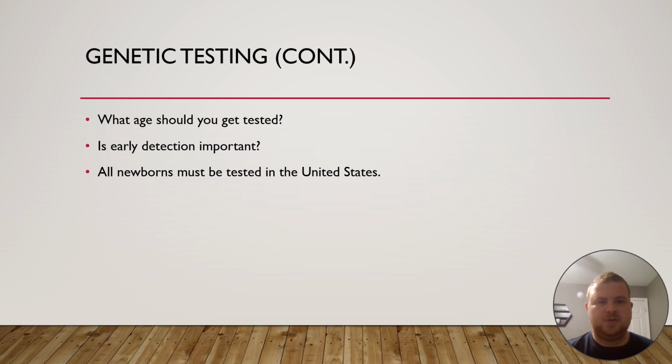What age should you get tested? All newborn babies should get screened for sickle cell disease as early as 24 to 48 hours after being born. Is early detection important? Early detection is important because it can help manage the disease more effectively and reduce mortality rate. All newborns must be tested in the United States by law.